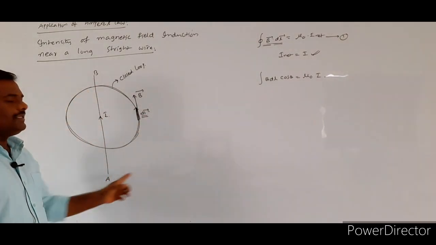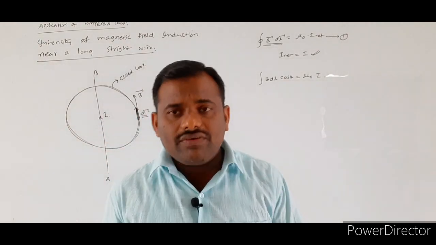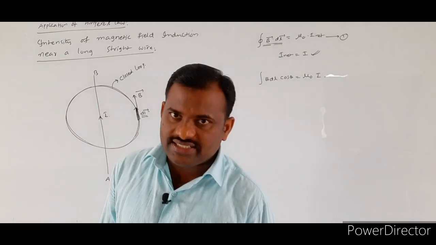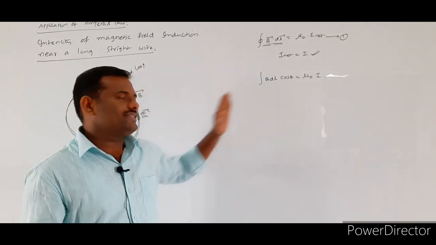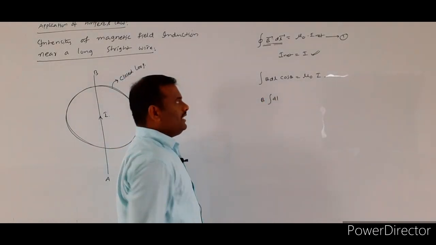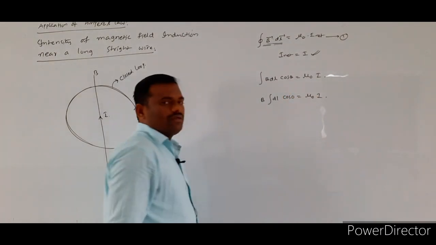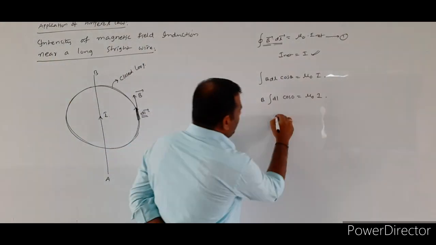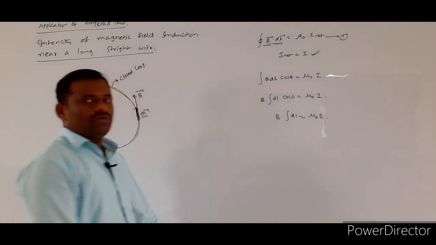If you consider the circular loop, at any point on the periphery of the circular loop, the magnitude of the field intensity remains constant. So B is written outside, and the integral of dl cos theta, with theta equal to 0, equals mu naught I. The value of cos 0 is 1. So B into the integral of dl is equal to mu naught I.